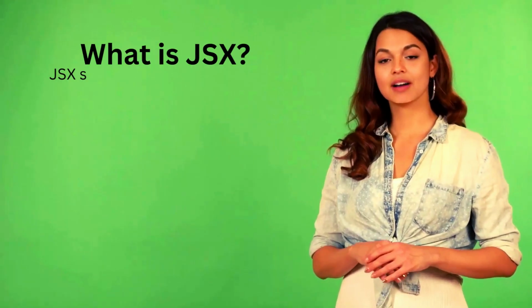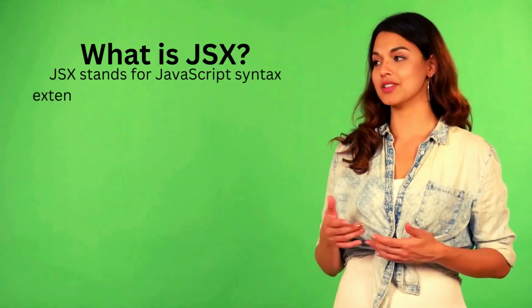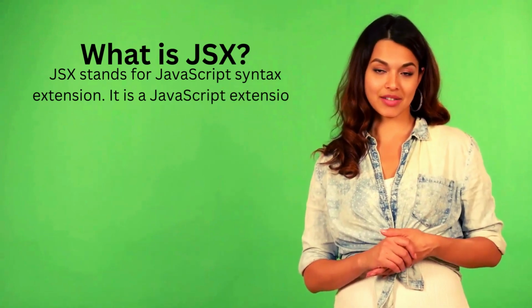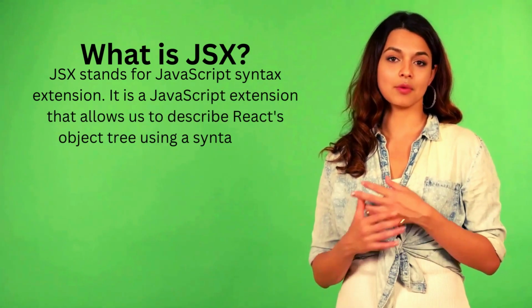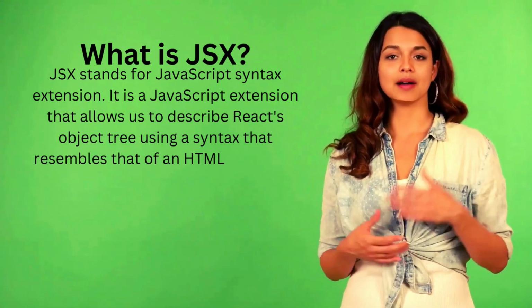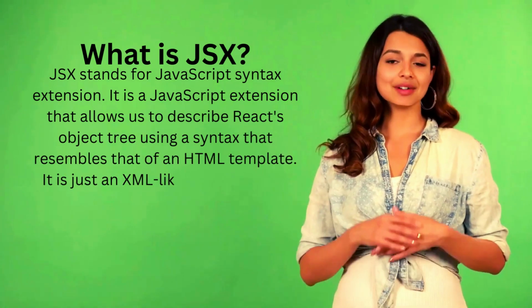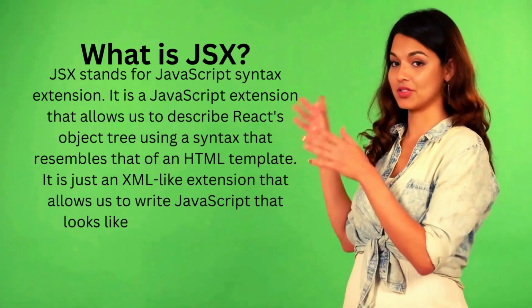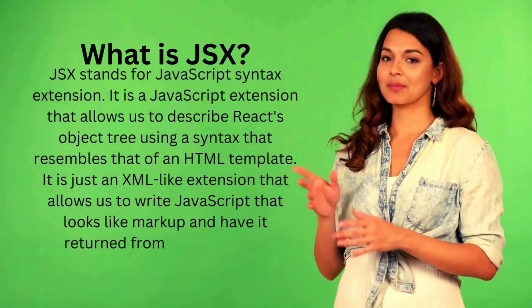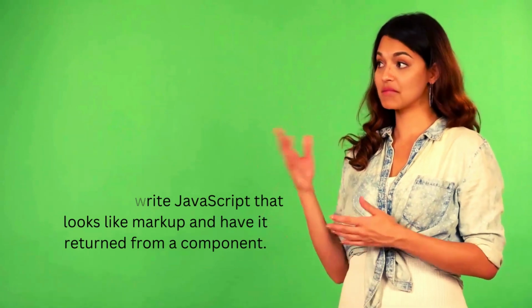What is JSX? JSX stands for JavaScript Syntax Extension. It is a JavaScript extension that allows us to describe React's object tree using a syntax that resembles that of an HTML template. It is just an XML-like extension that allows us to write JavaScript that looks like markup and have it returned from a component.